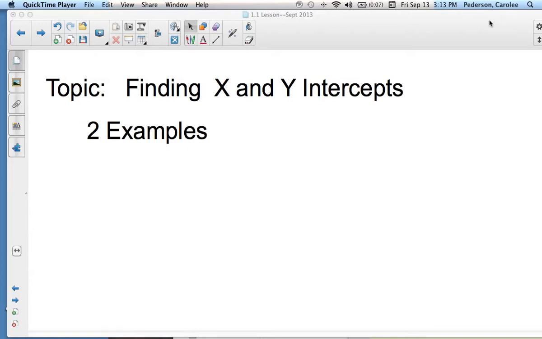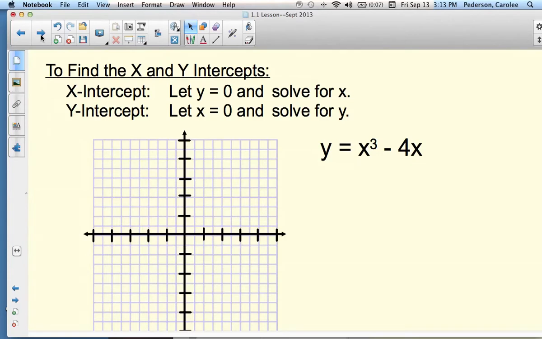This video focuses on finding x and y intercepts. The first example is how you find x and y intercepts. To find the x-intercept, we want to let y equal 0 and then solve for x. Sometimes we need to do some factoring in those cases. To find the y-intercept, we want to let x equal 0 and then solve for y.